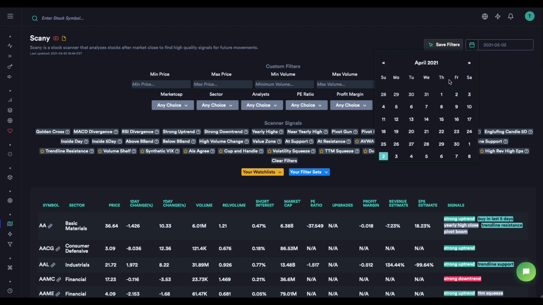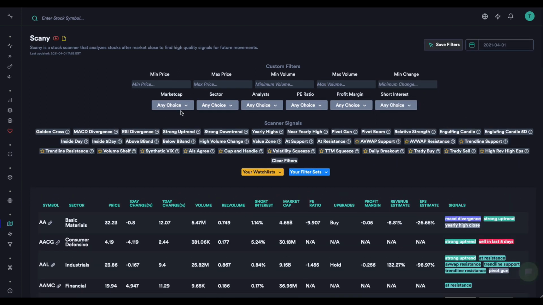Today is May 2nd, so let's go back about a month, because the swing setups that we are targeting here are, let's say, 2 to 3 to 4 weeks out, and that's the time period that we want to target with this tool. So let's click on this April 1, and you're going to see that this got updated, and this is the last updated time for this entire table.